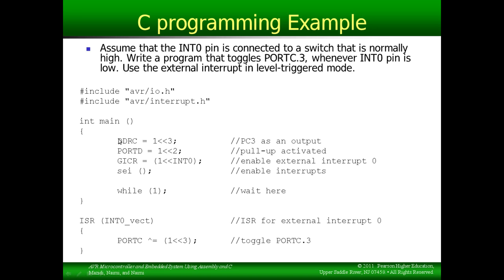The reason it does that is because DDRD is all zeros by default, and so it's an input pin. And so when we write a 1 to this register for that bit, that enables the internal pull-up resistor. Now we are going to enable interrupts for INT0. And this syntax here, INT0, is defined in a macro that's in the interrupt library. So the compiler is going to interpret INT0. It's going to replace that with the number for the bit in the GICR register.